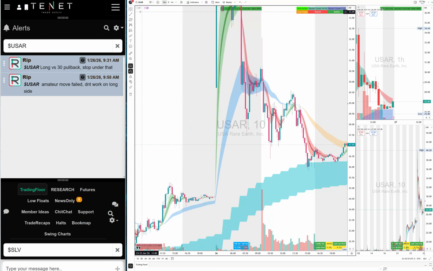It kind of filled a lot of gap, so that's why you need to respect the Ripster clouds there as well. Let's look at some other setups here as well.